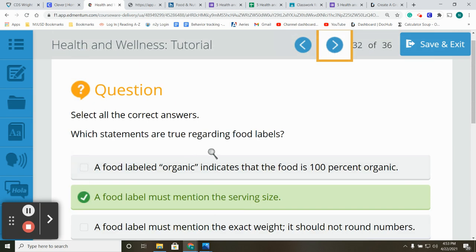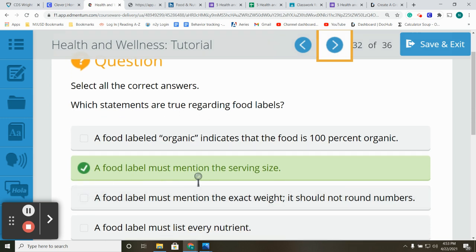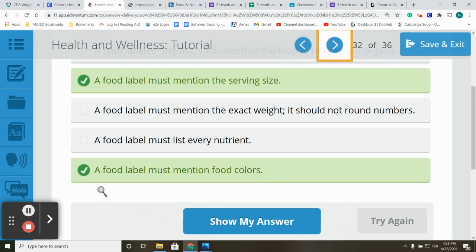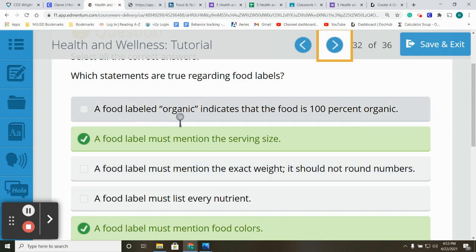Which statements are true regarding food labels? A food label must mention the serving size. A food label must mention food colors. All right, they don't have to list every nutrient. They don't have to mention the exact weight. It can round numbers. And organic indicates 95%. We learned that in the lesson.